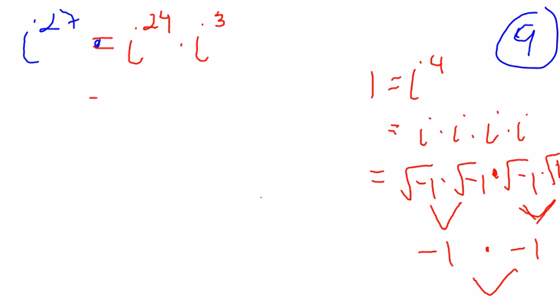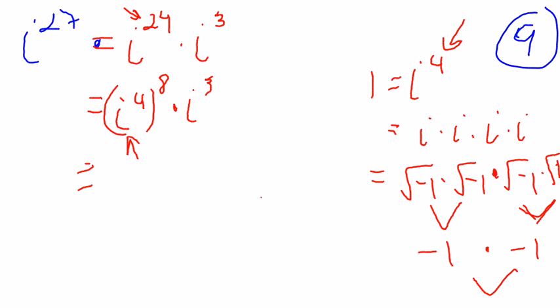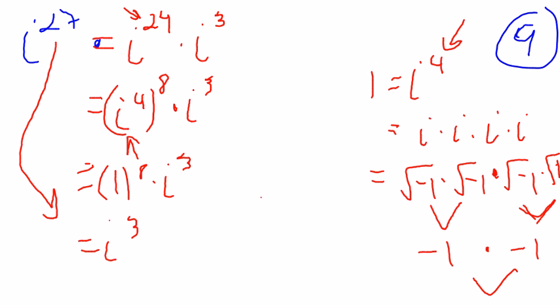I'm going to use another exponent rule here. i to the 4th to the 8th. Notice 4 times 8 is 24. So it's just another way of writing that term right there. And then I'm still left with the i cubed. The reason why I do that is because this, as we just showed here, is 1. So this is really equal to 1 to the 8th times i cubed. Now I know that 1 to the 8th is just 1, so this is just i cubed. So I've taken this 27 and reduced it all the way down to that i cubed.